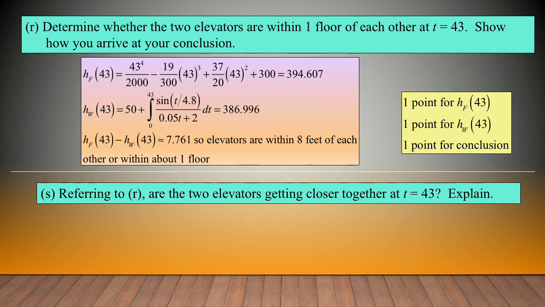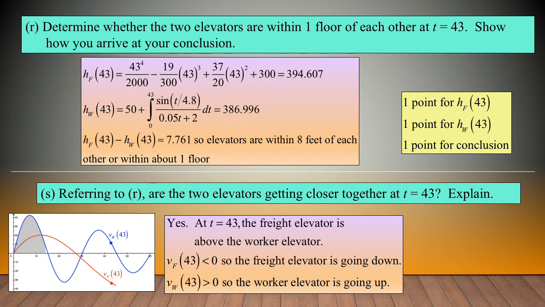Question S reads, referring back to question R, are the two elevators getting closer together at t equals 43? And we need an explanation. The answer to this is yes. We have seen in part R that at t equals 43, the freight elevator is above the worker elevator. And the velocity of the freight elevator at t equals 43 is less than 0, as shown by the graph in red. So the freight elevator is going down.